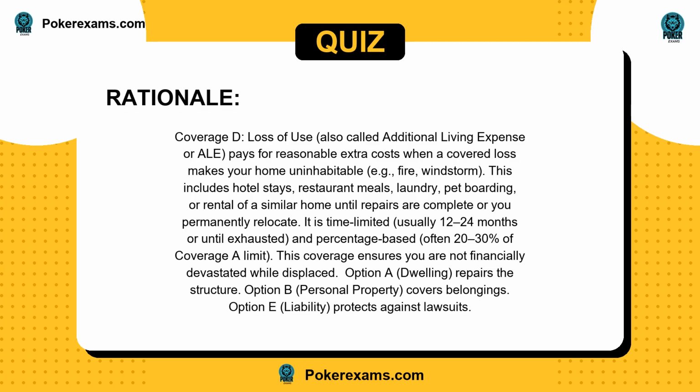Option A, dwelling, repairs the structure. Option B, personal property, covers belongings. Option D, liability, protects against lawsuits.